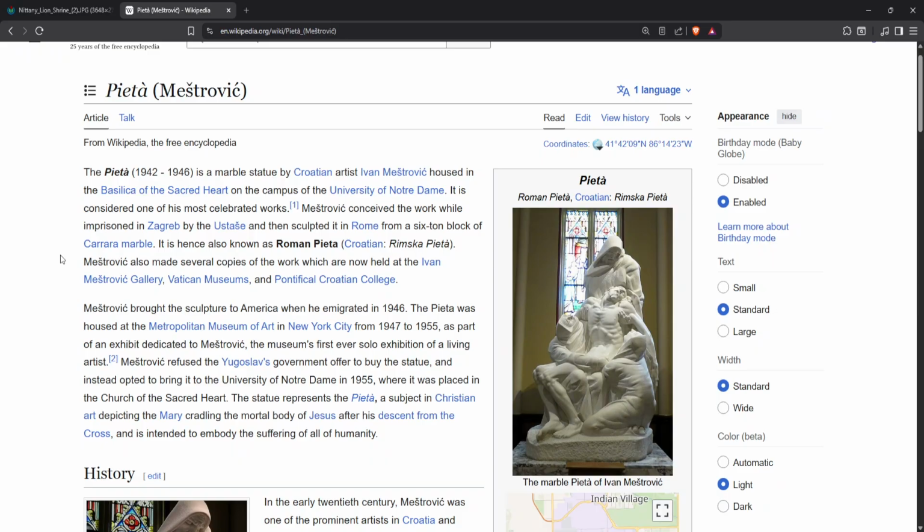The statue represents the Pieta, a subject in Christian art depicting Mary cradling the mortal body of Jesus after his descent from the cross, and is intended to embody the suffering of all of humanity. Like I said, I'm not reading all that history. There's a lot there, and I'm already losing my damn voice. But let's take a gander at the actual piece.